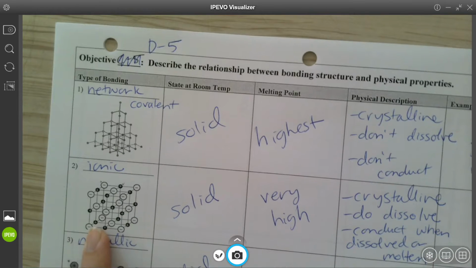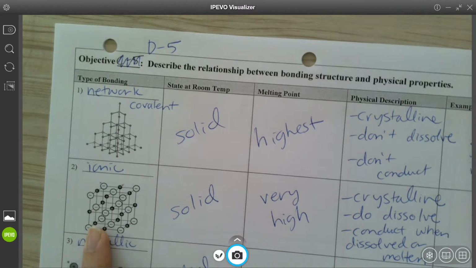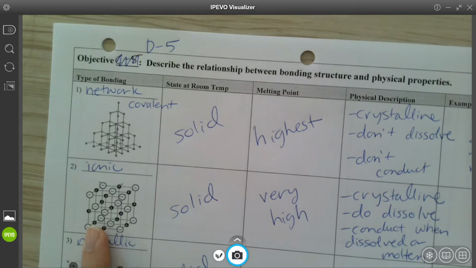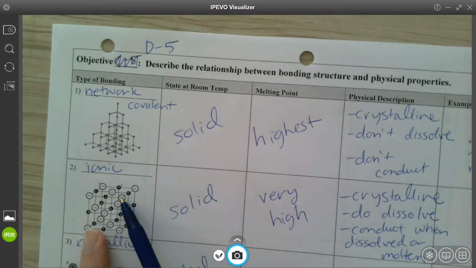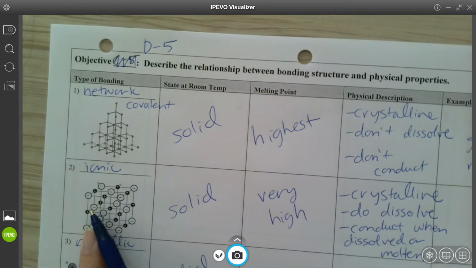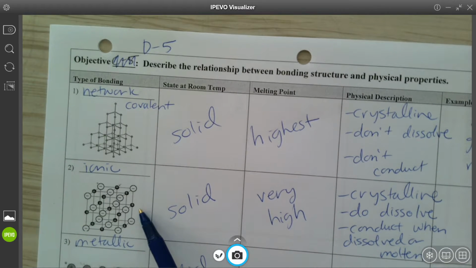Did it conduct as a solid, though? When you put the electrodes in the salt, did it conduct? No. When it's a solid, the ions are locked in place. They're not going to carry a current. But when it's dissolved, can they move around? Yes. When it's melted, can they move around? Yes. And all you need to get an electrical current flowing is moving charges.